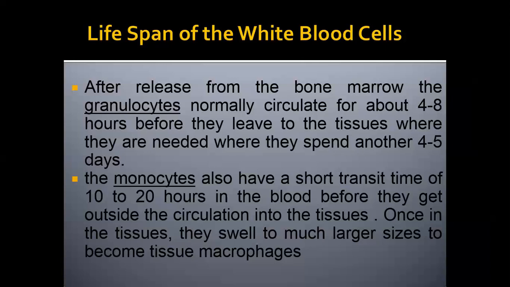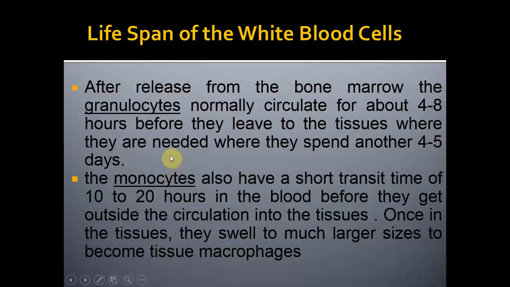Now we come to the lifespan of the white blood cells, after being released from the marrow. The lifespan of different white blood cells differs according to the type of the cells. So after release from the bone marrow, the granulocyte normally circulates for about 4 to 8 hours in the circulation, and then they leave to the tissues where they are needed.